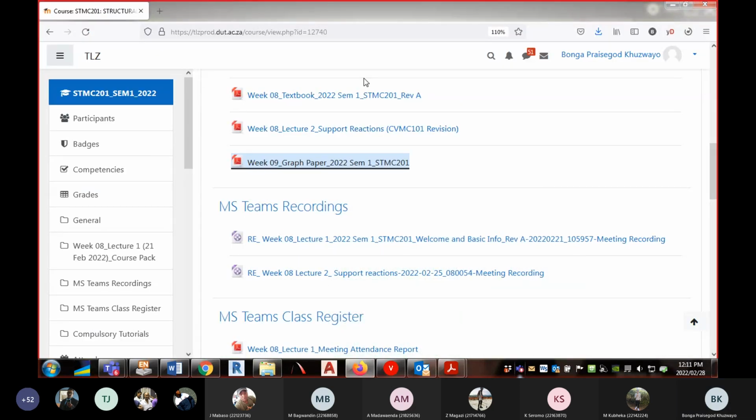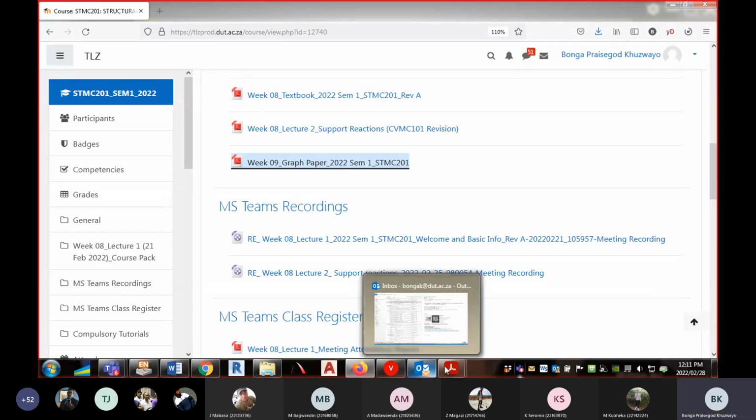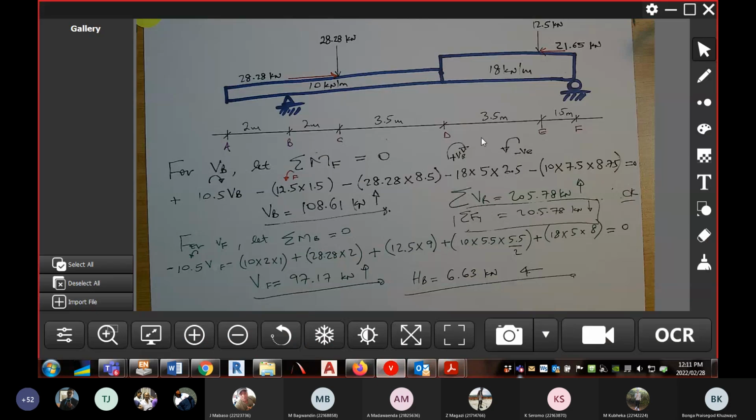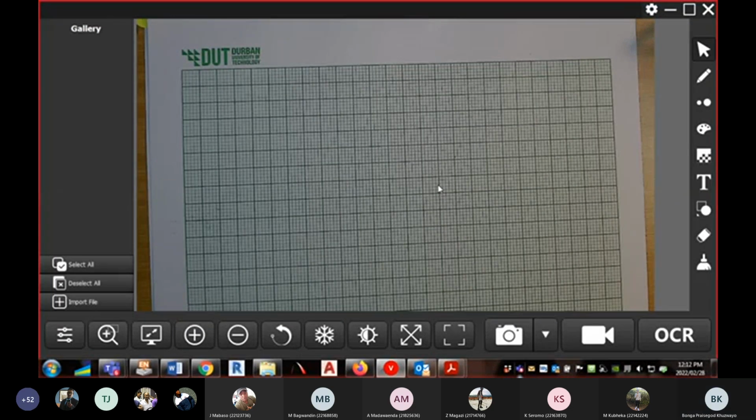Let me get a graph paper. Please just give me one minute, I need to grab a graph paper. So this is the graph paper.